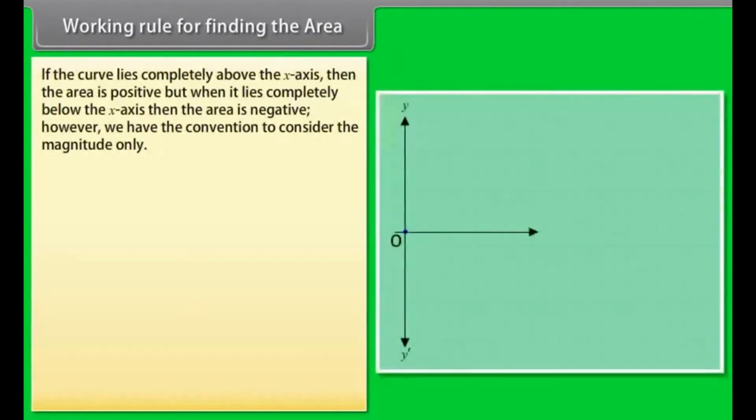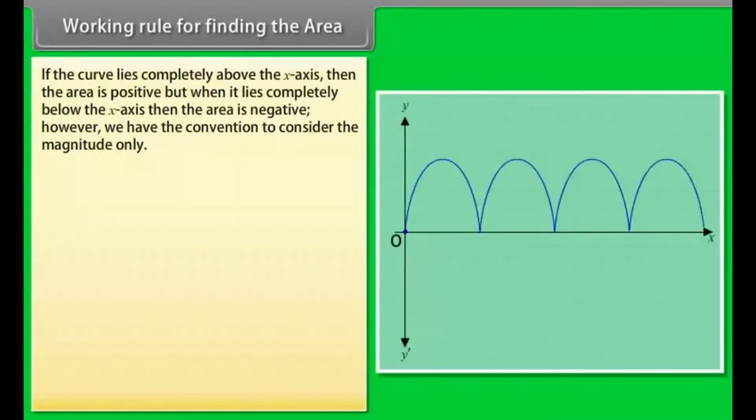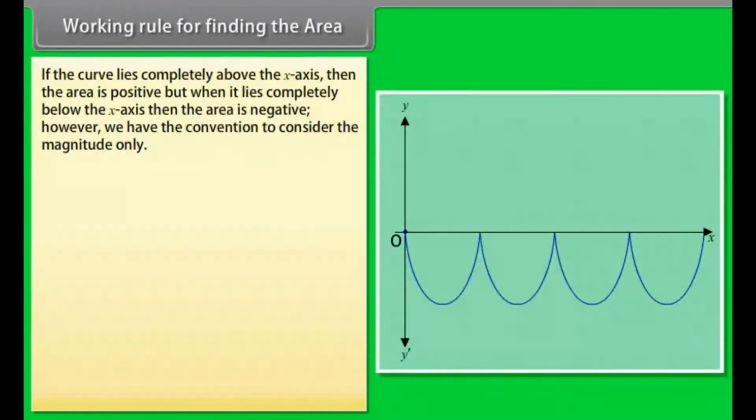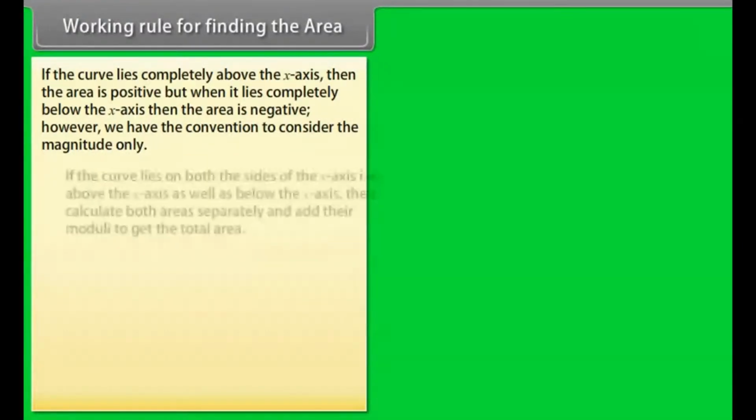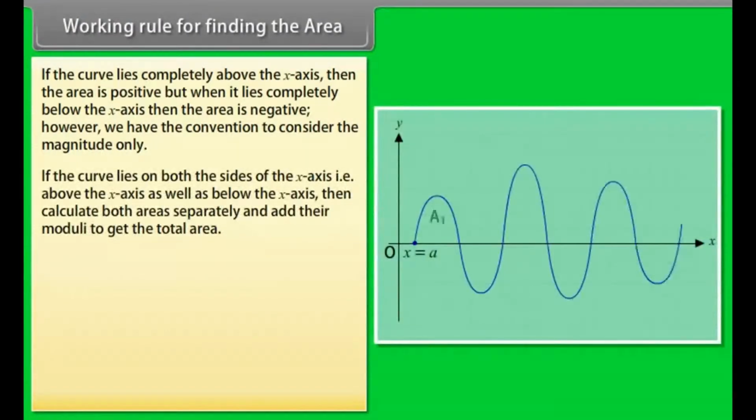If the curve lies completely above the x-axis, then the area is positive, but when it lies completely below the x-axis, then the area is negative. However, we have the convention to consider the magnitude only. If the curve lies on both sides of the x-axis, that is, above as well as below the x-axis, then calculate both areas separately and add their moduli to get the total area.